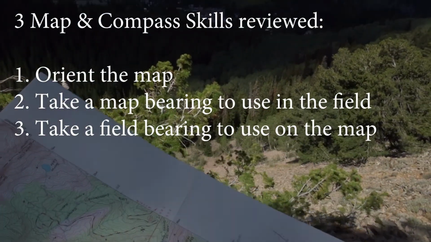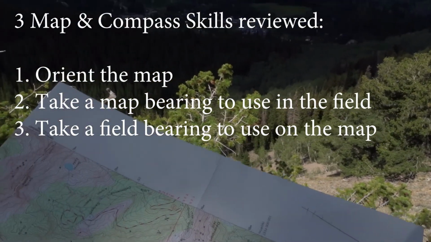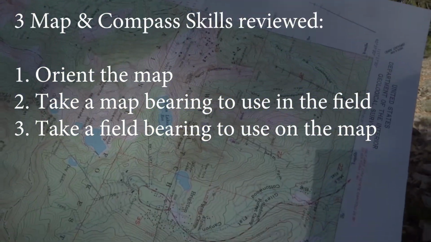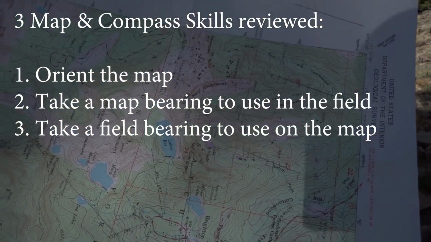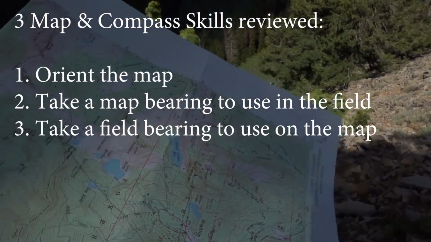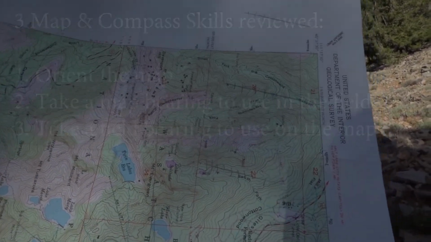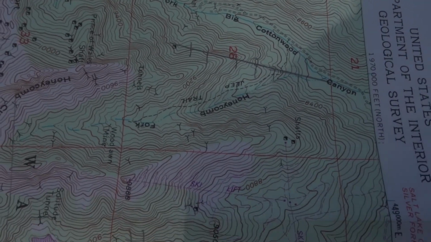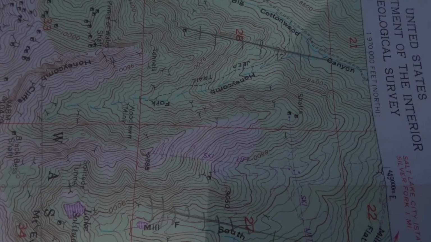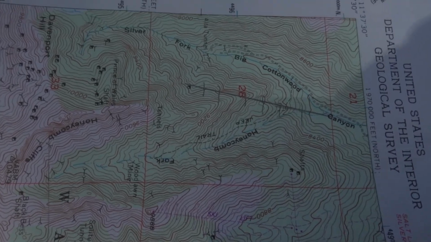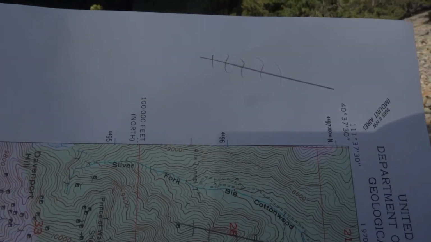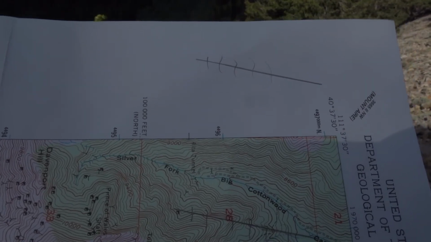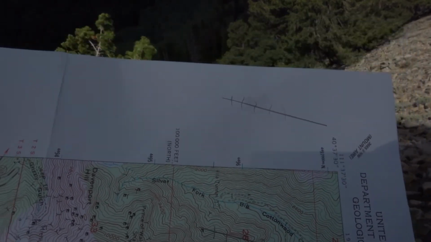So the three skills that we're working on here are the three map and compass together skills. The first one is orienting the map. We did that originally just by kind of lining things up. But then we were more accurate by drawing a magnetic north line and then using the compass, which points to magnetic north. So we got the needle exactly in line with the magnetic north line that we drew, and we knew the angle to make that because we looked it up on the computer ahead of time.